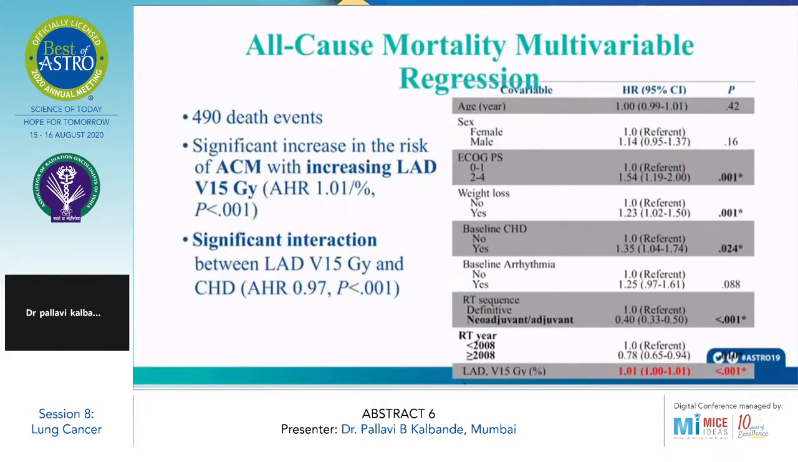Then looking at all-cause mortality, multivariable regression was done, and a total of 490 death events were reported. There was a significant increase in the risk of all-cause mortality with increasing LAD V15 gray, significantly associated with a p-value less than 0.001, and a significant interaction between the LAD V15 gray and the CHD was found.